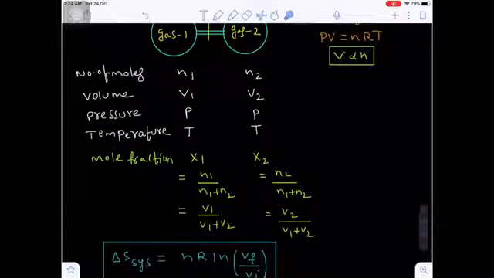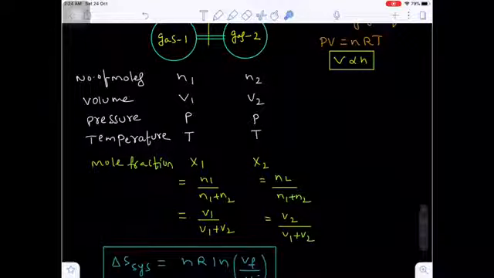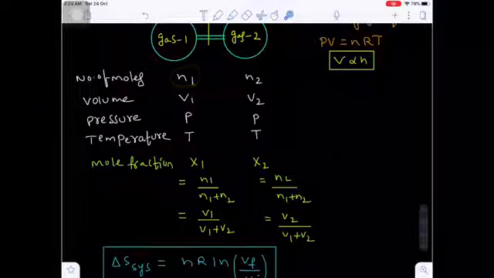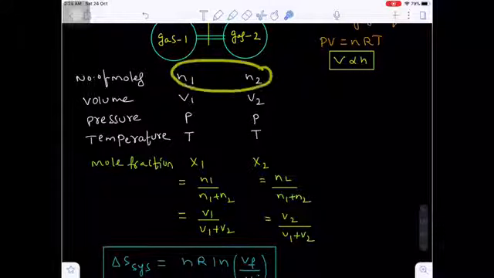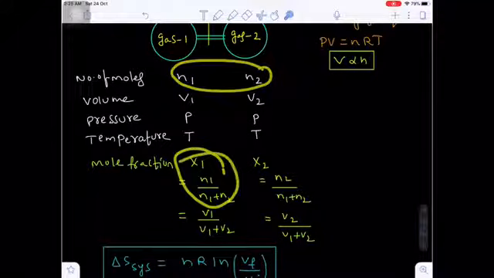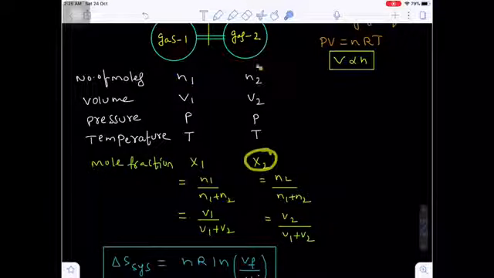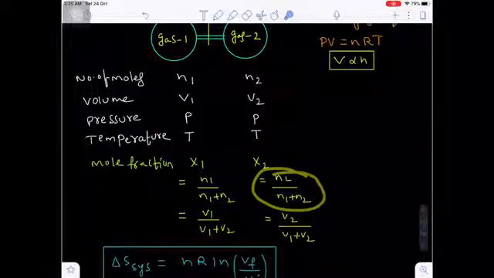Now what is the mole fraction? Given number of moles divided by total number of moles. Given number of moles N1 divided by total number of moles N1 plus N2. This is the mole fraction of gas 1. And coming to gas 2, mole fraction X2 is given number of moles N2 by total moles N1 plus N2.